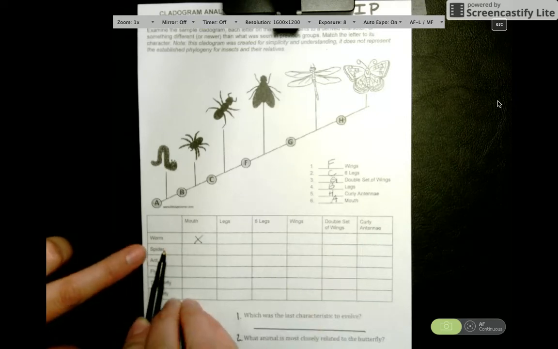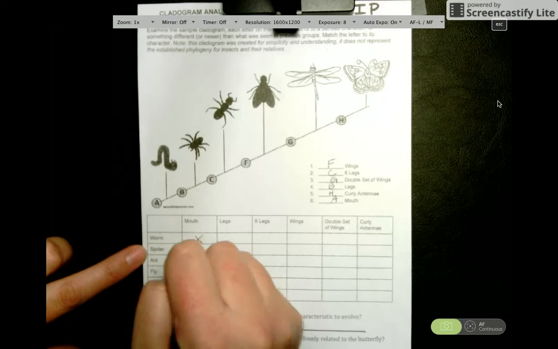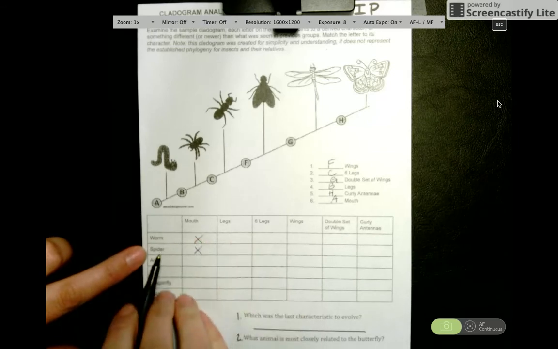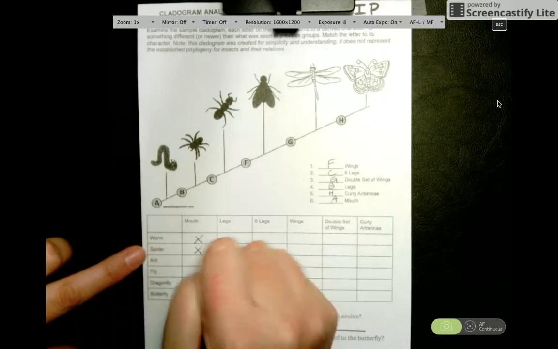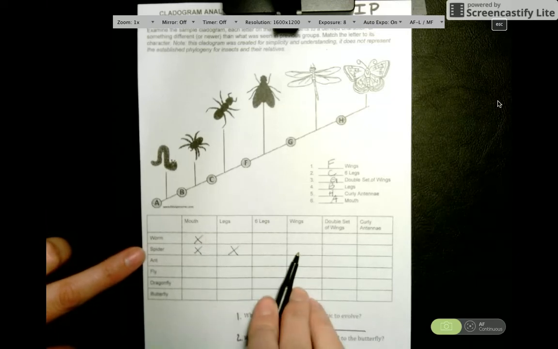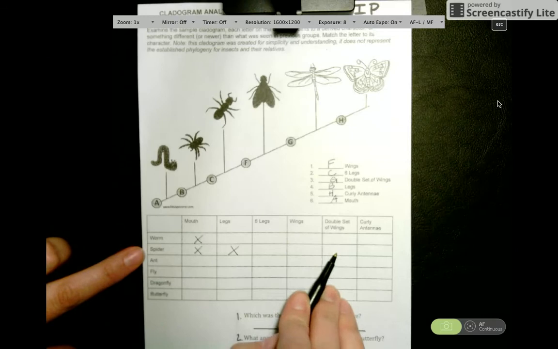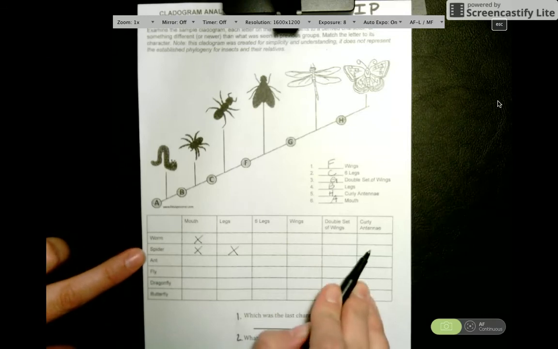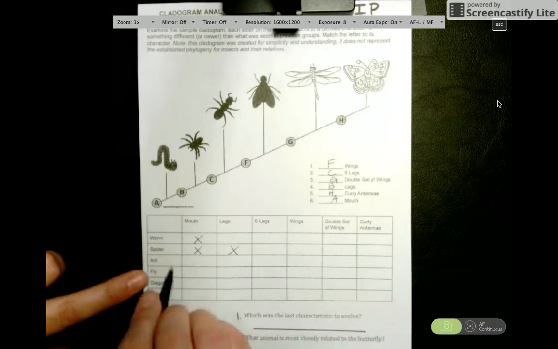Does a spider have a mouth? Yes. Does a spider have legs? Yes. Does a spider have 6 legs? No. Wings? No. Double set of wings? No. Curly antenna? No. So then we're going to look at ant.